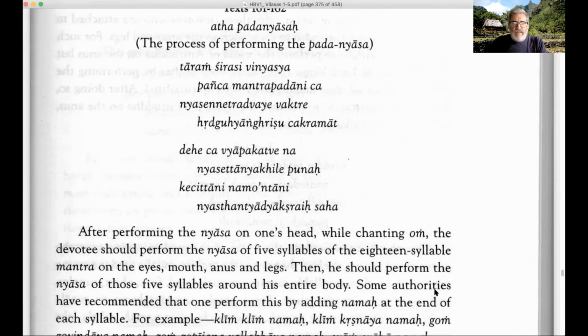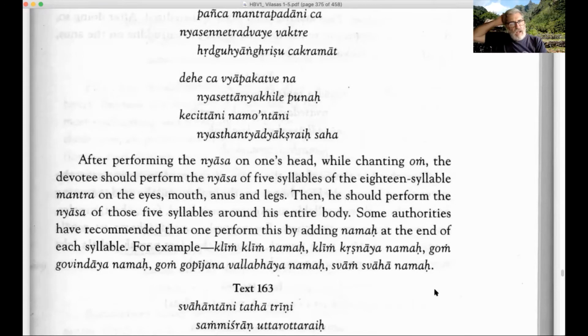After performing the nyasa on one's head while chanting Om, the devotee should perform the nyasa of 5 syllables of the 18-syllable mantra on the eyes, mouth, anus, and legs. Now remember, again, whenever we talk about legs, or we talk about anus, or even when we talk about the mouth, we don't touch the mouth, we don't touch the anus, we don't touch the legs. We just touch near it and we meditate upon touching it. So it's by bhava, it's by our meditation.